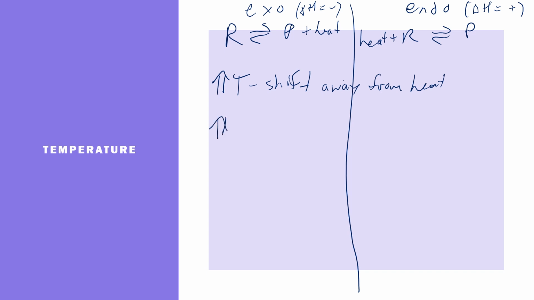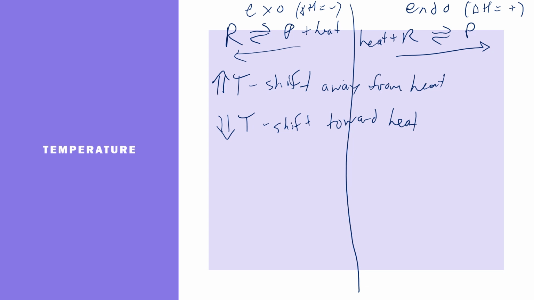But if I were to decrease the temperature, it will shift toward the heat. So the way that I like to think about it: if I increase the temperature, it's too hot and I want to get away from the heat. So in an exothermic reaction, that means it'll shift towards the reactant side. But in an endothermic reaction, it will shift towards the product side because it goes away from the heat.